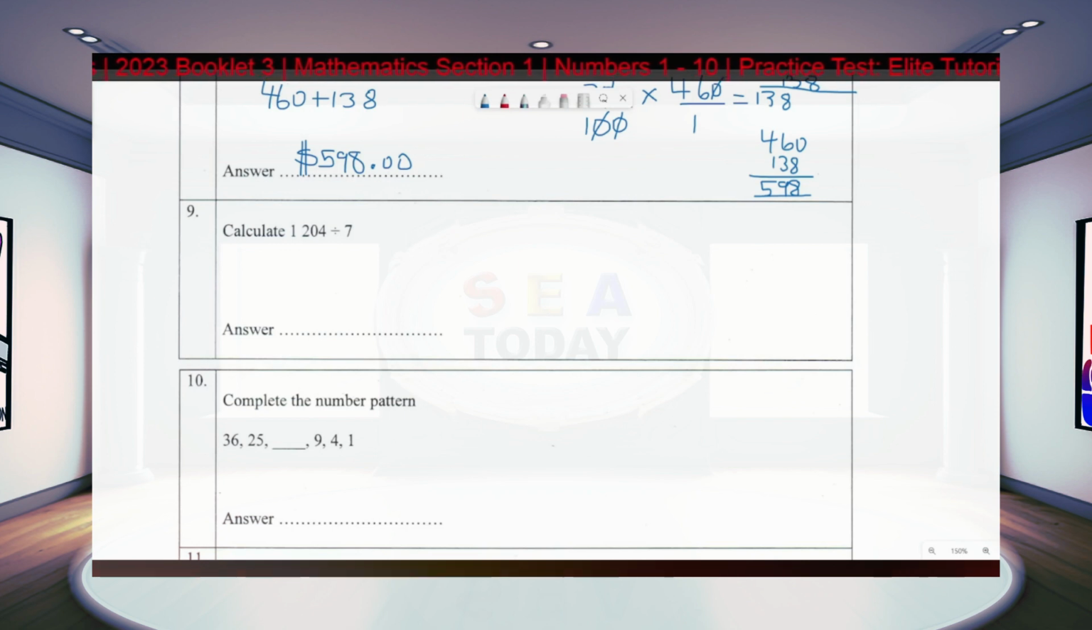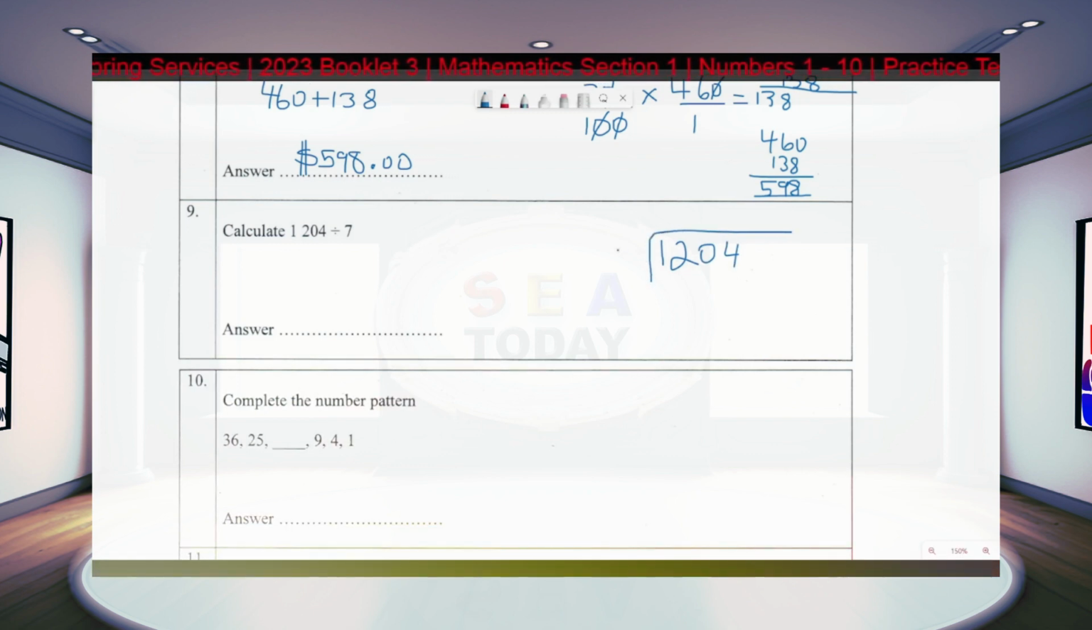Alright, last 2 questions for today. Calculate 1,204 divided by 7. So we're going to do long division again. Long division isn't hard, it's just a little long. So we're going to do 7 into 1, cannot. 7 into 12 is 1. 7 times 1 is 7. You're checking to see the remainder, which should be 5.